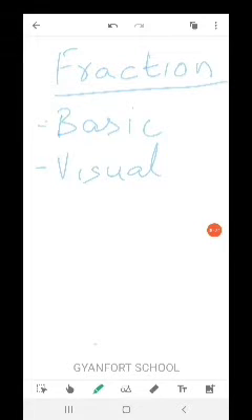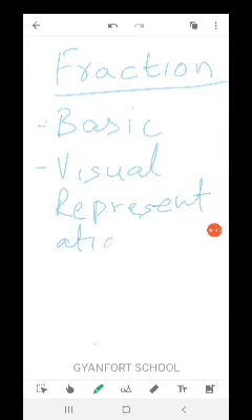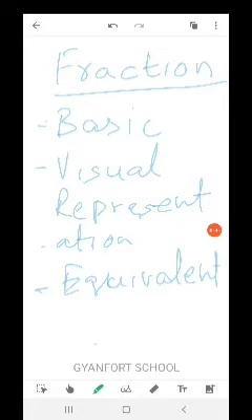If somebody gives you some fraction and asks, can you draw a diagram for it? You should be able to do it. That is visual representation, right? Then you'll get to know about equivalent fractions. This is a very important concept, used when you compare fractions and when you do addition and subtraction, right? And in the end, comparison. Additionally, we can cover a few more topics based on the availability of time.